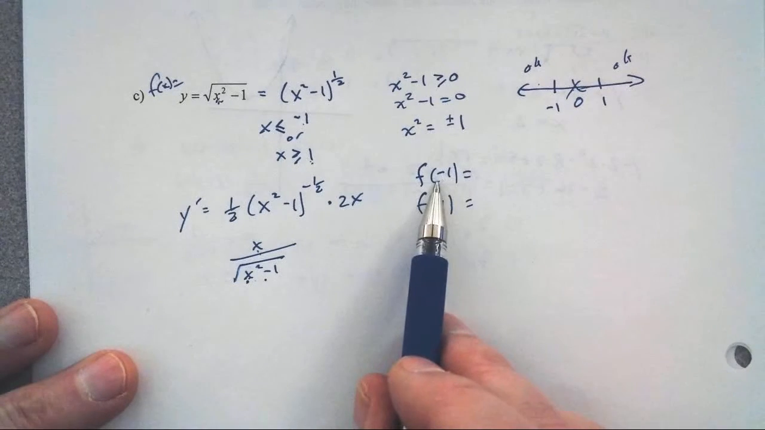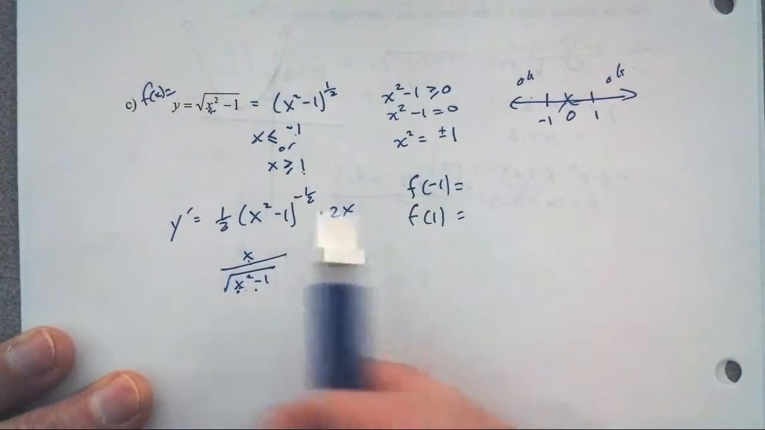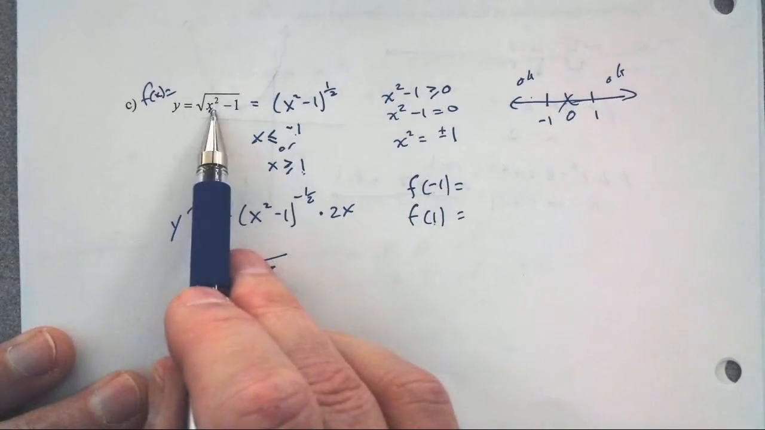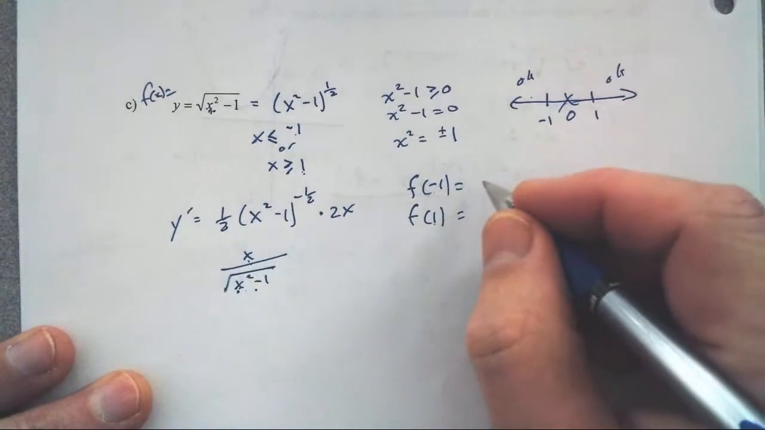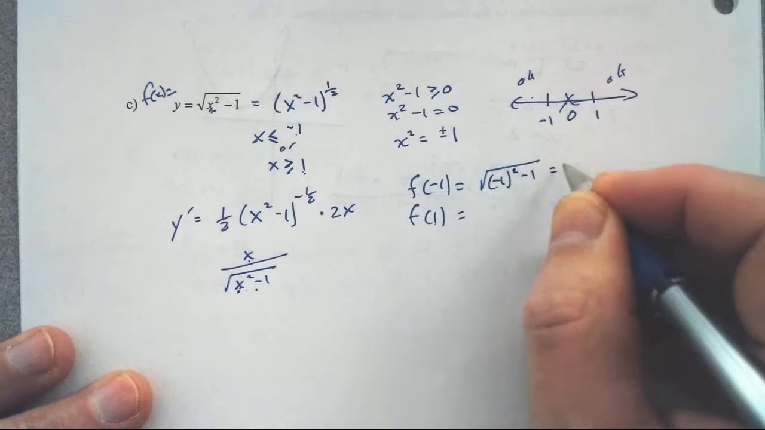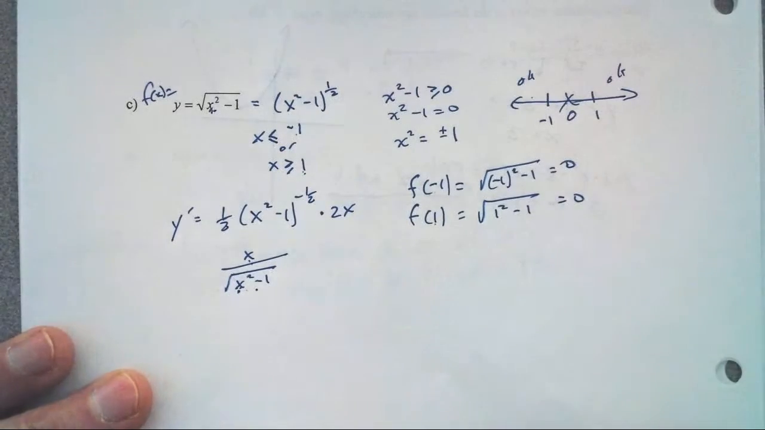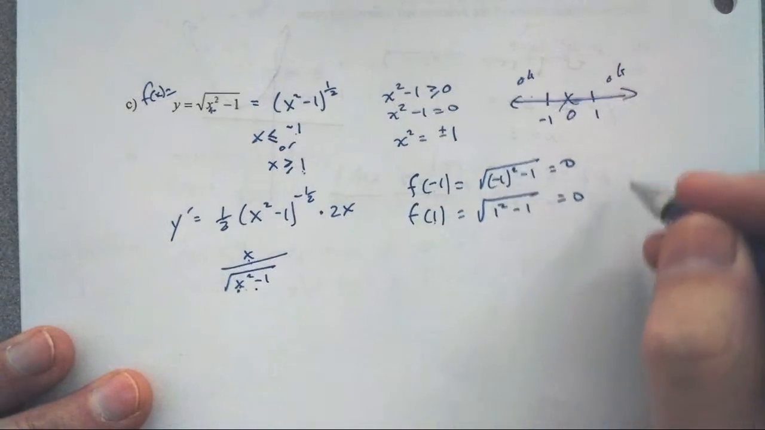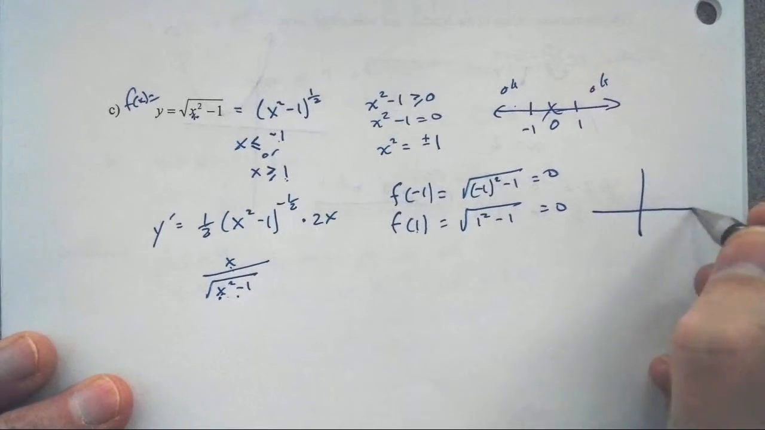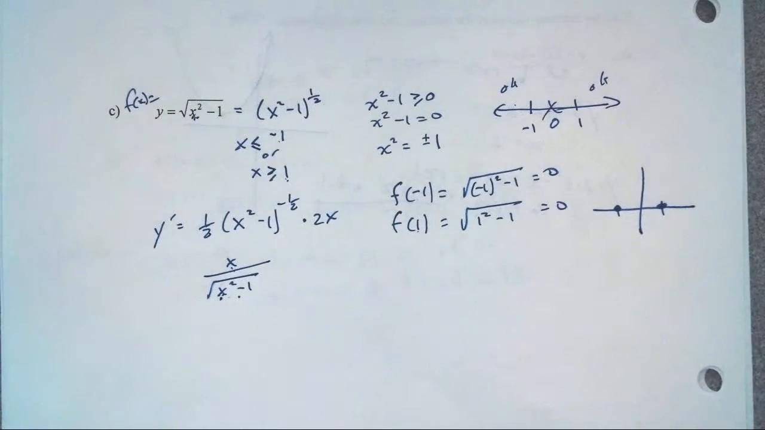The graph does not level off anywhere out there. So it takes only a moment to know when we put 1 in here, when we put negative 1 in here, we get the square root of, for instance, negative 1 squared minus 1, we get 0. We get the square root of 1 squared minus 1, we get 0. So our graph has points here, and those are either going to be maximums or minimums because nowhere else does it level off.